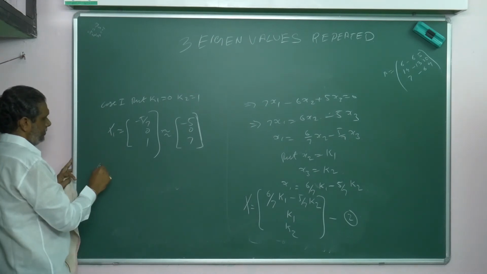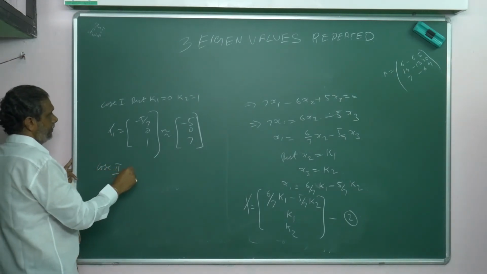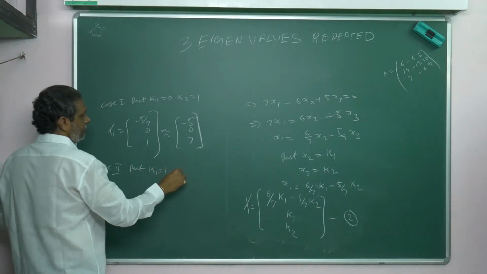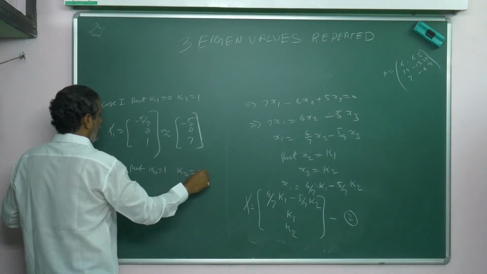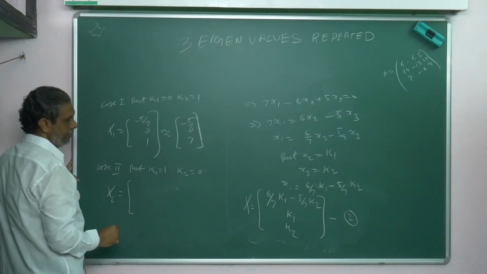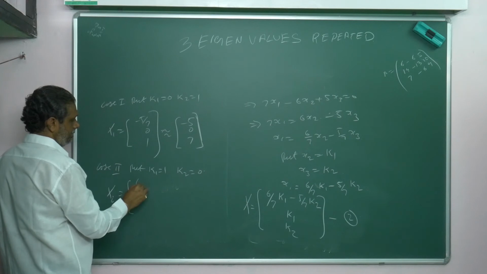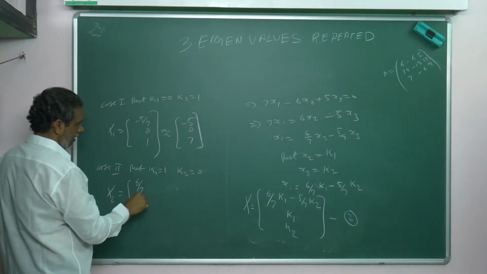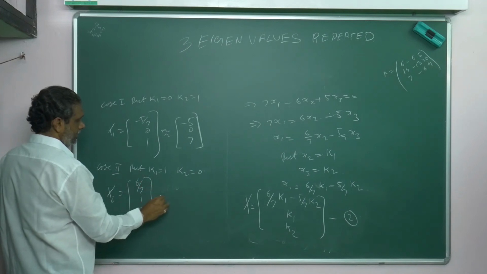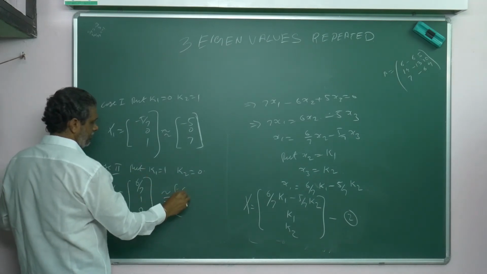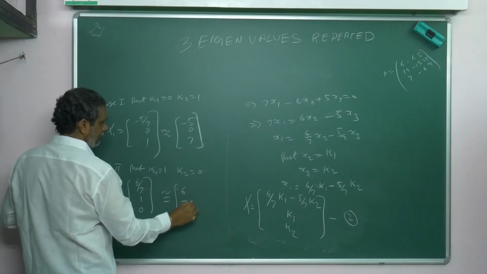Case 2: put k1 is equal to 1, k2 is equal to 0. So x becomes 6 by 7, 1, 0. Then if you multiply by 7, what will you get? 6, 7, 0.